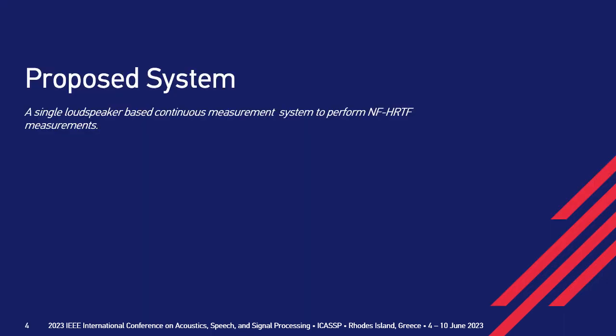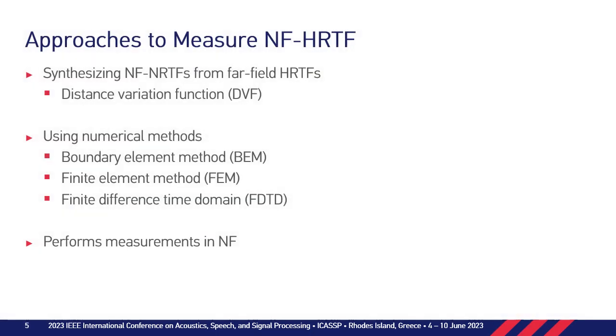Before I discuss the proposed system, let's take a look at three key approaches to generate near-field HRTF. The first category of approaches involves synthesizing near-field HRTF from far-field HRTFs. One common technique in this category applies the distance variation function on far-field HRTF to synthesize near-field HRTF. This function describes the changes of a HRTF corresponding to the distance of the sound source.